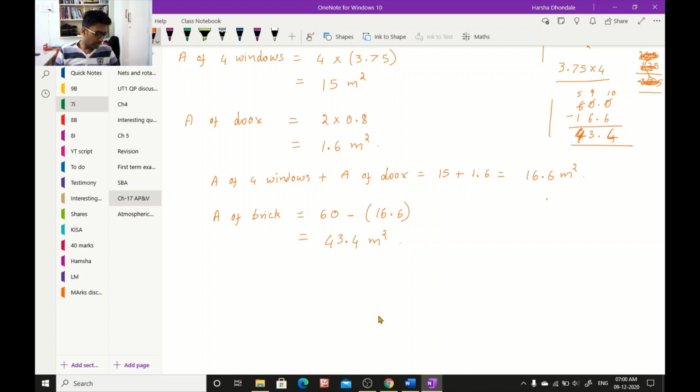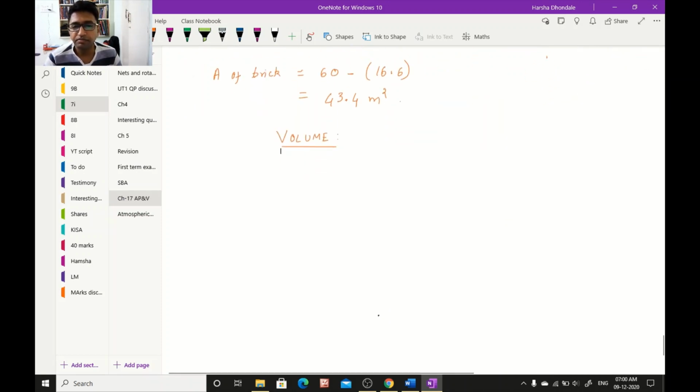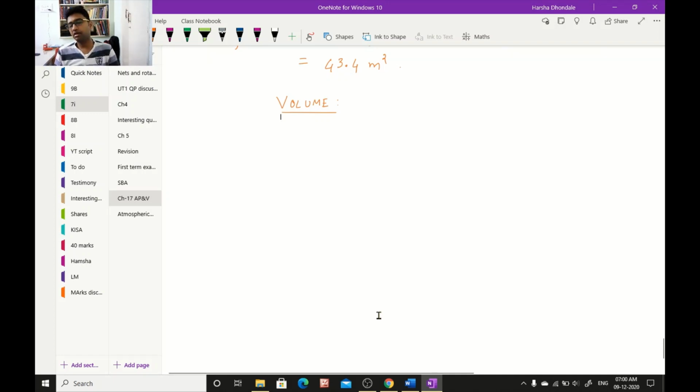Now we have done other problems in this. So now we move on to this concept of volume. We have discussed this already in the previous class. So anyways, I'll just reiterate. Volume is nothing but the space occupied by an object. How much space something is occupying, that is volume.